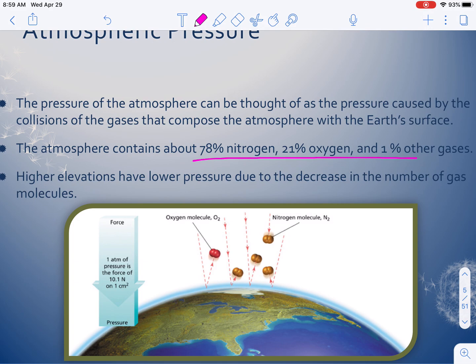Now, if you go to a higher elevation, and let's make this kind of a crazy example, let's say that you go up to the top of Mount Everest, right? You're really, really high up there. Then there are a lot fewer gas molecules up there, a lot fewer collisions. That means that you're going to have a much lower pressure, and we're going to see some interesting applications of that as it relates to things like boiling water down the road.